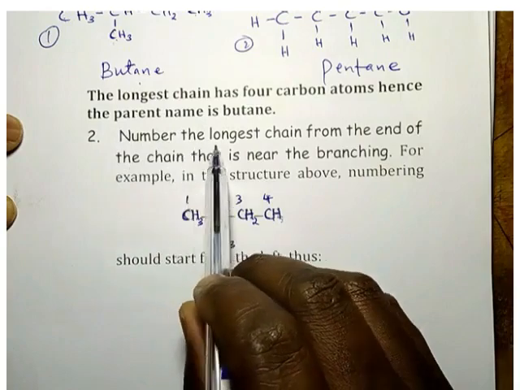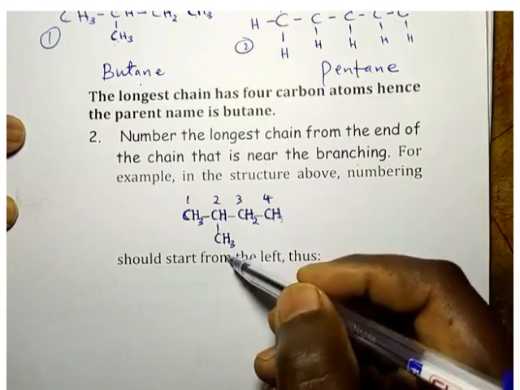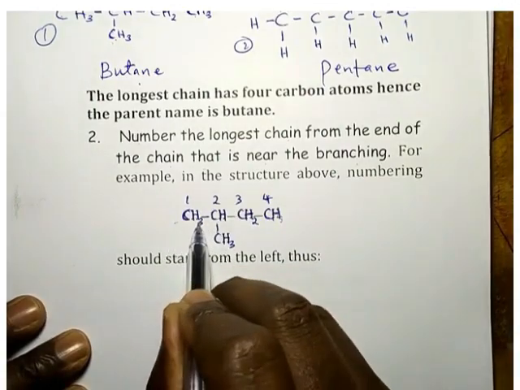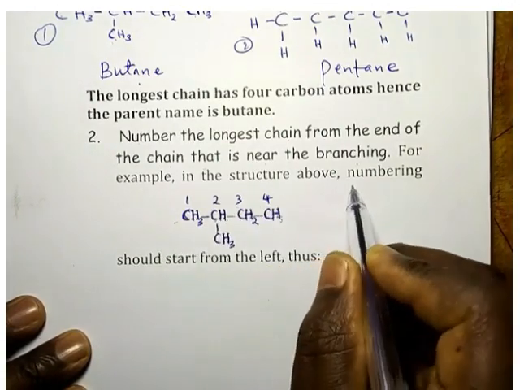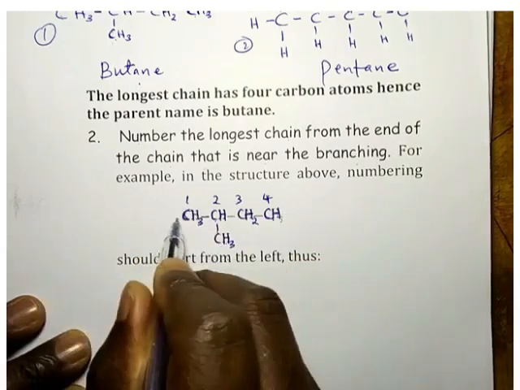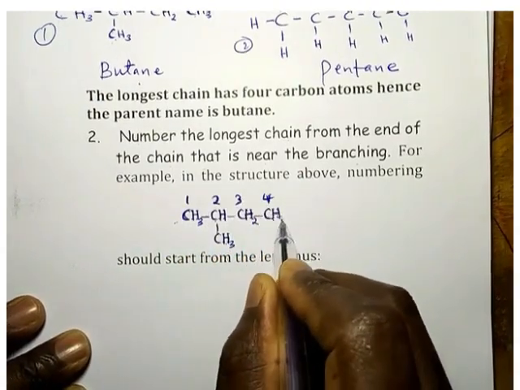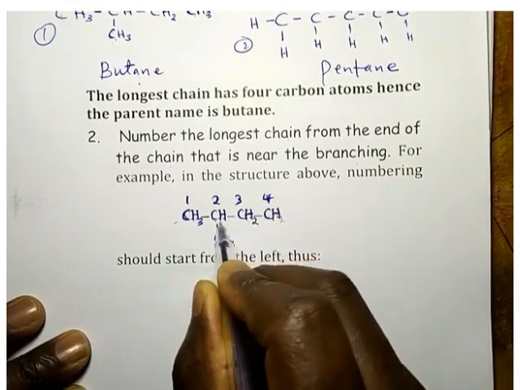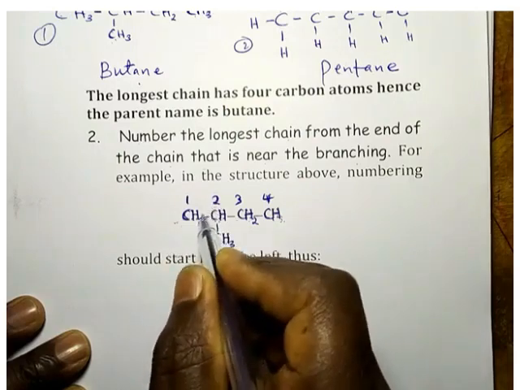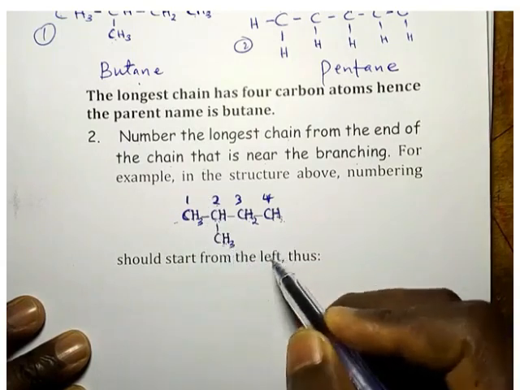Number the longest chain from the end of the chain that is near to the branch. In case there is a branch, you number the carbon atoms such that you give the branch the smallest number, right? Therefore, in this case, there is a branch here, so we start numbering from the left, 1 2 3 4. You don't have to number from this side, 1 2 3, because you are going to give the branch number 3 instead of the smallest number, which is number 2. Therefore, we number such that we give the branch the smallest number possible.